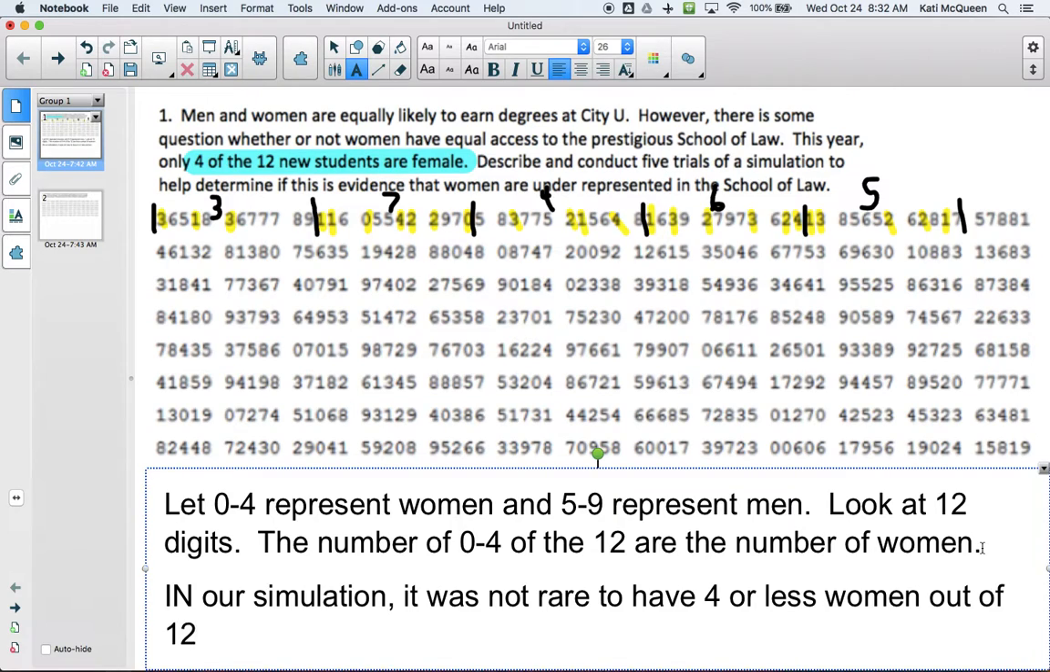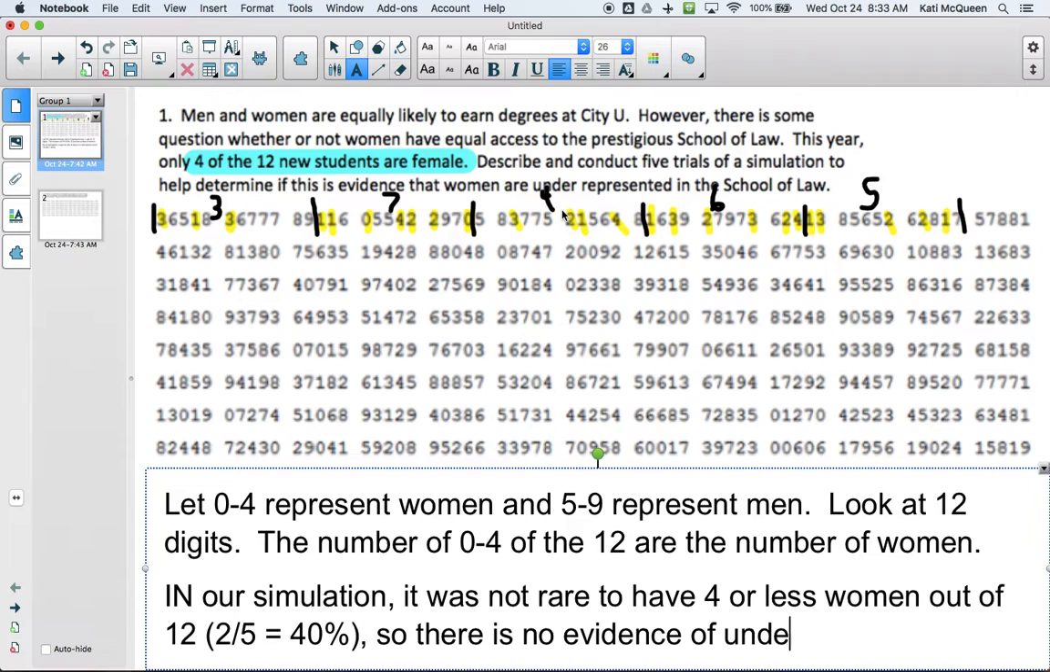Okay, so then I want to show my results for that. If I'm looking here, in 2 out of our 5 trials, so 2 out of 5, which is 40%. So in our simulation, it was not rare to have 4 or less women out of 12. So there is no evidence of underrepresentation.